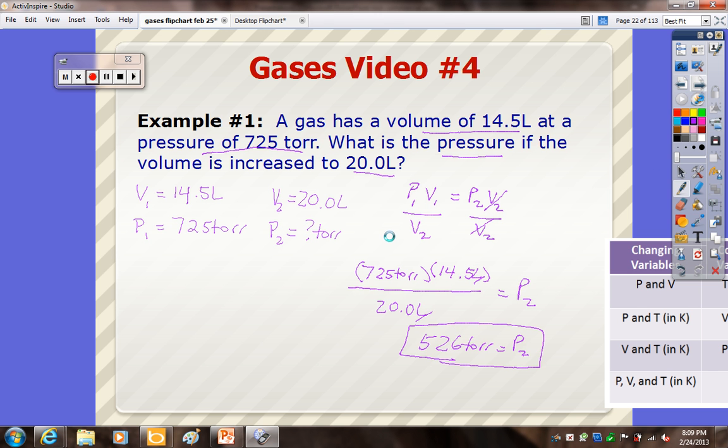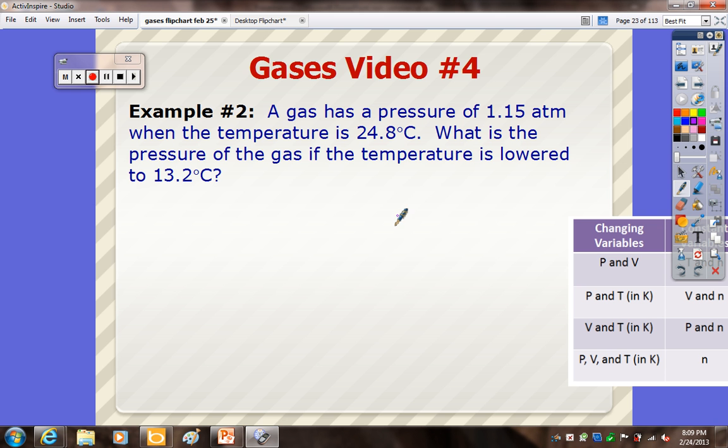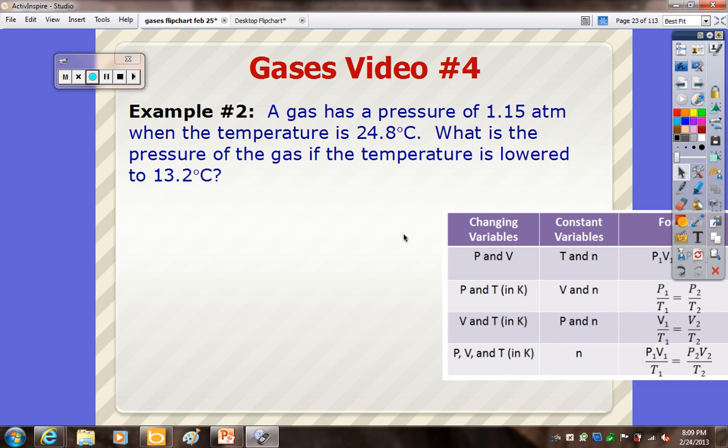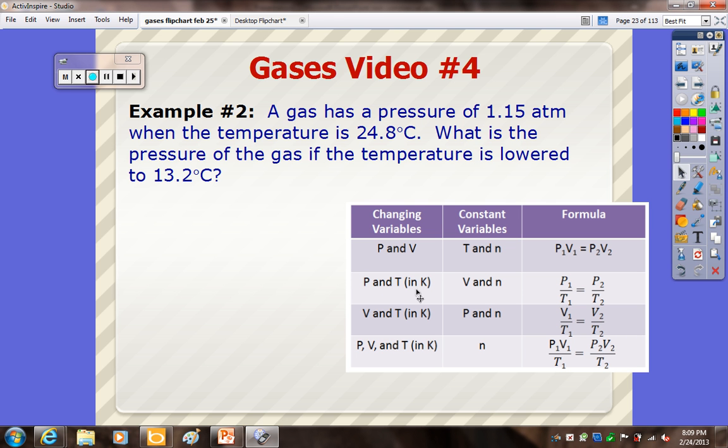Example number 2. A gas has a pressure of 1.15 atm when the temperature is 24.8 degrees Celsius. What is the pressure of the gas if the temperature is lowered to 13.2 degrees Celsius? Well, first, what you should notice is whenever you have temperature, it must be converted into Kelvin. To do this, I'm going to add 273 to this number.